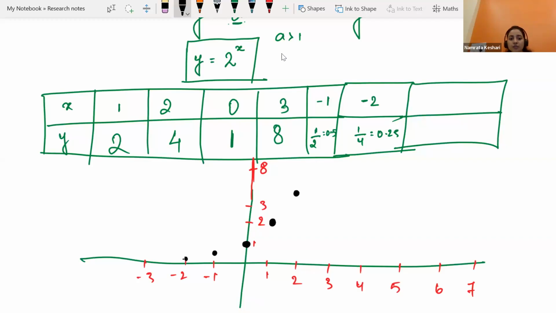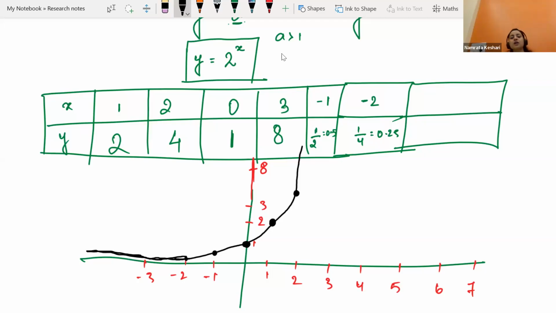So this is how our graph is going. It will go like this, and when we start taking negative numbers like minus 3, minus 4, it will be a very, very small number, 0.0000 something, as a y value you will start getting. It will feel like y is approaching 0. When x is approaching negative infinity, y is approaching 0.